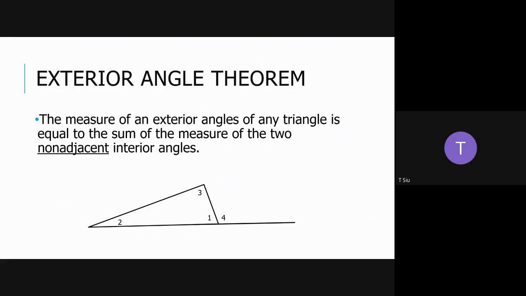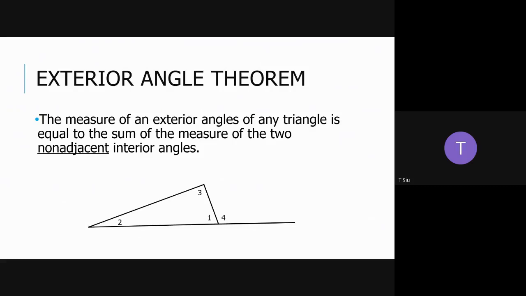The exterior angle theorem states that the measure of the exterior angle of any triangle is equal to the sum of the measure of the two non-adjacent interior angles. Recall that adjacent means next to. So angle 4 is my exterior angle, and the adjacent angle is angle 1. Therefore, the two non-adjacent angles will have to be 2 and 3.